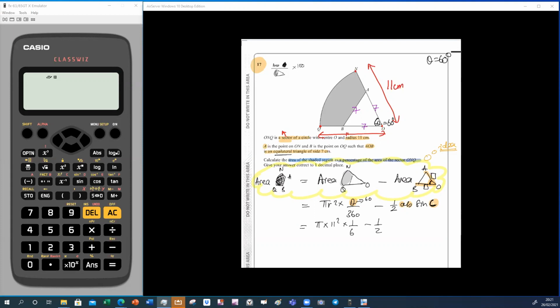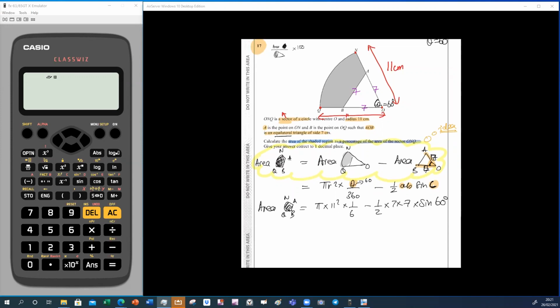Now it says half AB sin C. What's the value of AB? 7 times 7 and then sin C, 60. Absolutely, because the 60 is being used twice. 60 is being used for the sector and 60 is being used for the triangle. Fantastic. So that's going to give us the area of that shaded bit there.